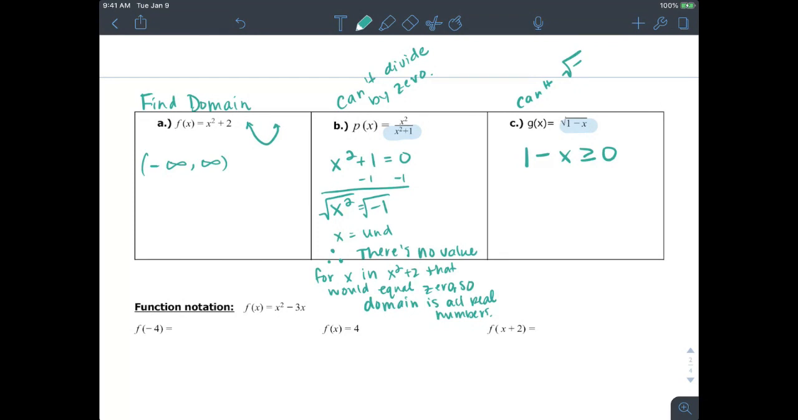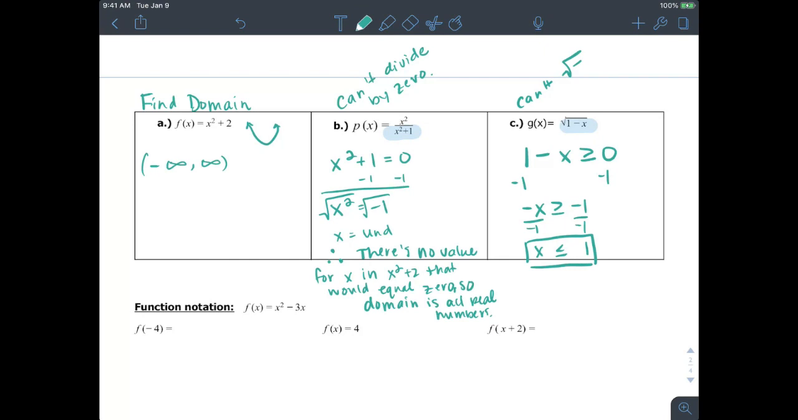Okay? So, subtract 1. I get negative x is greater than or equal to -1. Divide by -1. I get x, and 1 divided by 1 is 1. Remember, when you divide by a negative, we're actually flipping the sign. So x has to be less than or equal to 1. So that's how we deal with square roots.